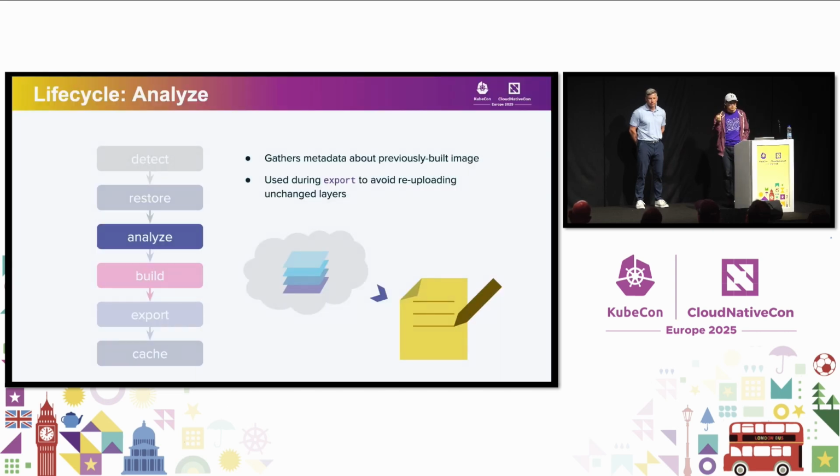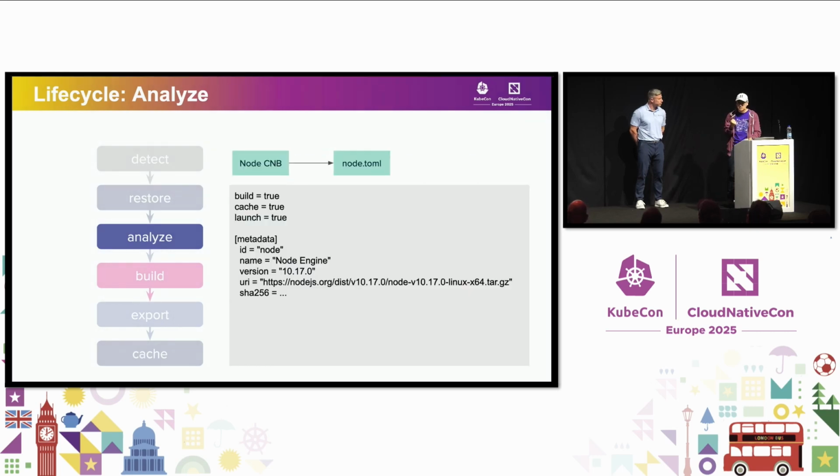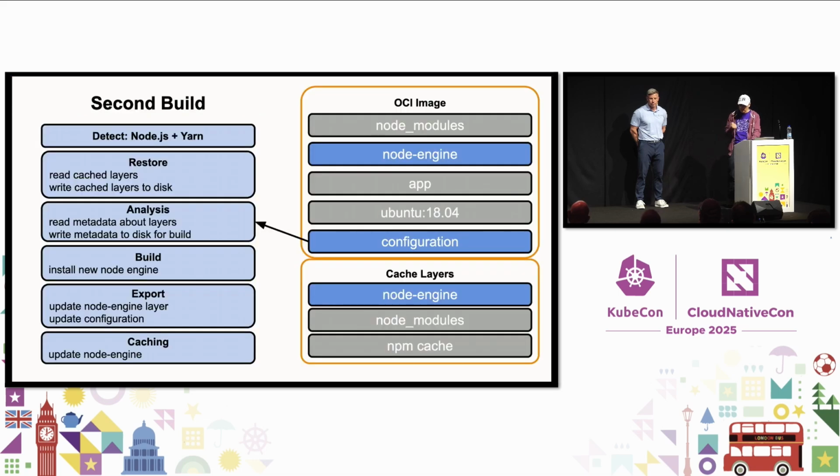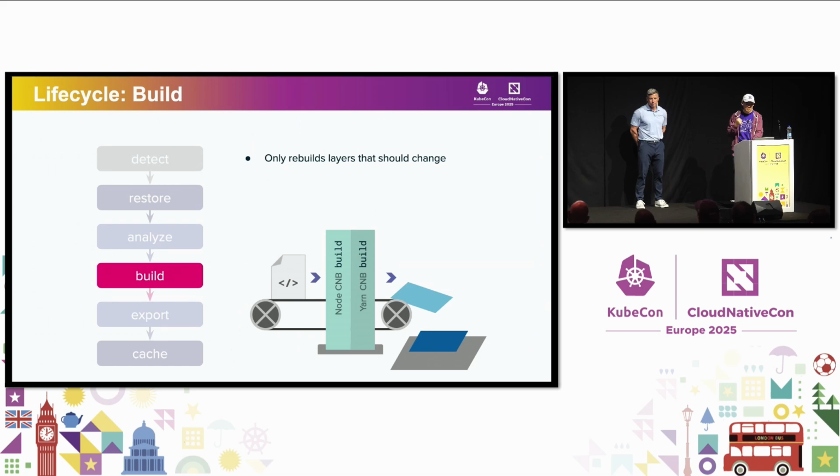The next part is we're going to run analyze. We need to know metadata about the specific layers to decide, do I need to make any changes? Do I need to actually upload it? Should I bust this cache? What can I do with that? In this example, we're going to be updating the Node.js runtime. So in this particular case, I need to know what version of Node was there before and what I'm doing with the new one, right? In this phase, we're just pulling that configuration from the previous build.